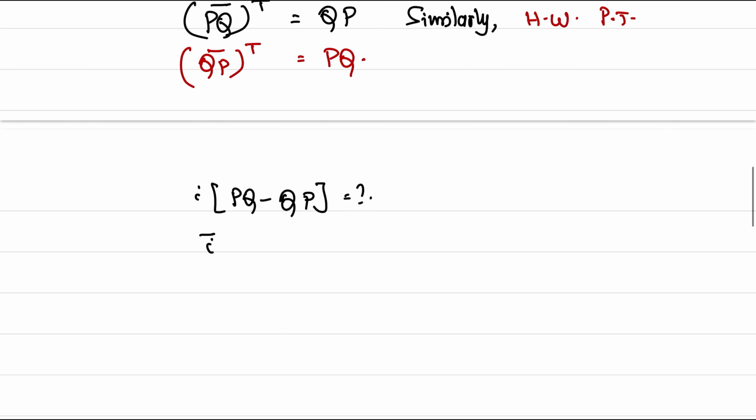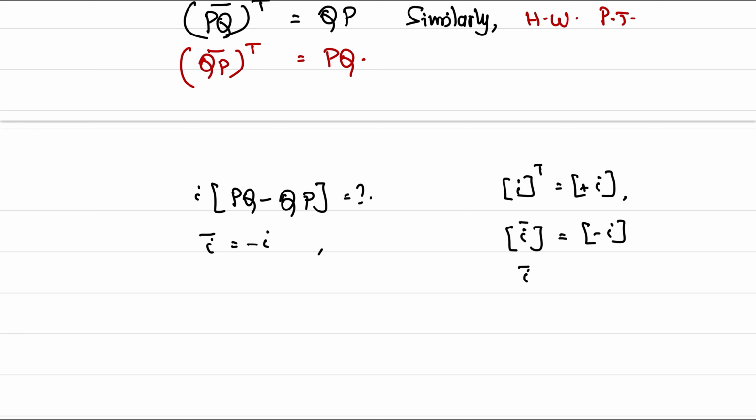I transpose is equal to minus I. One single element in the matrix, I transpose is equal to minus I. I only. I conjugate is equal to minus I. Conjugate transpose is equal to minus I conjugate, which is equal to minus I transpose, which is equal to minus I.